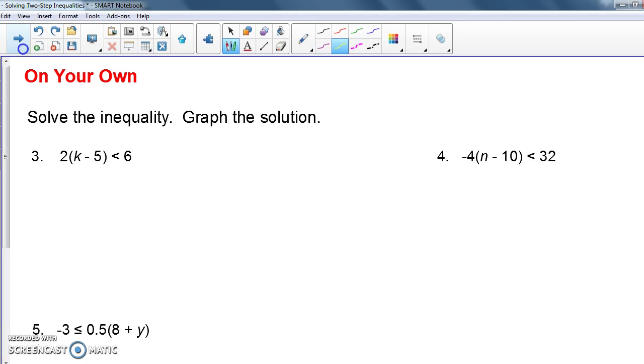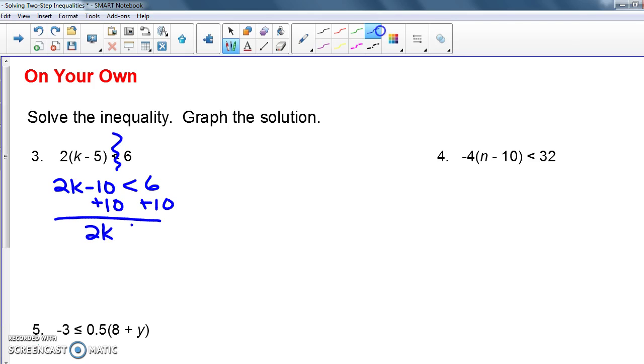Okay, so for this first one, I'm going to distribute the 2. So I get 2k minus 10 is less than 6. It says minus 10, so I'm going to do plus 10 to get rid of it. And then I need to get rid of the 2, so I'll divide it away. My answer is k is less than 8.